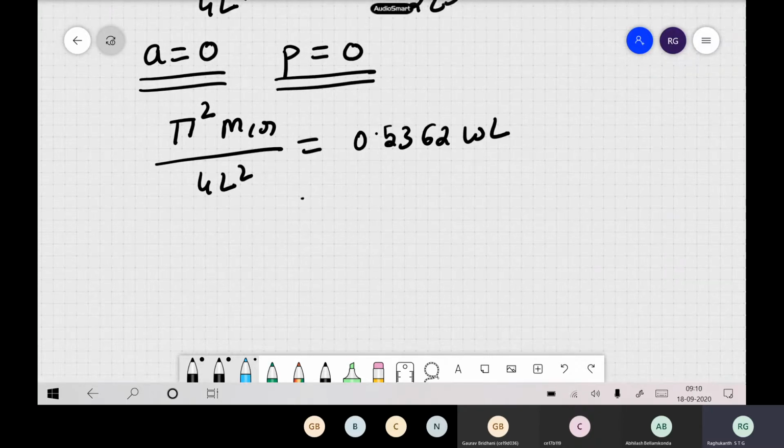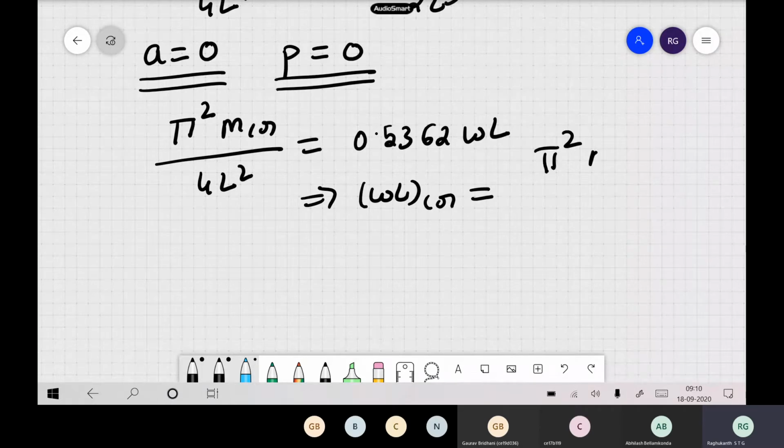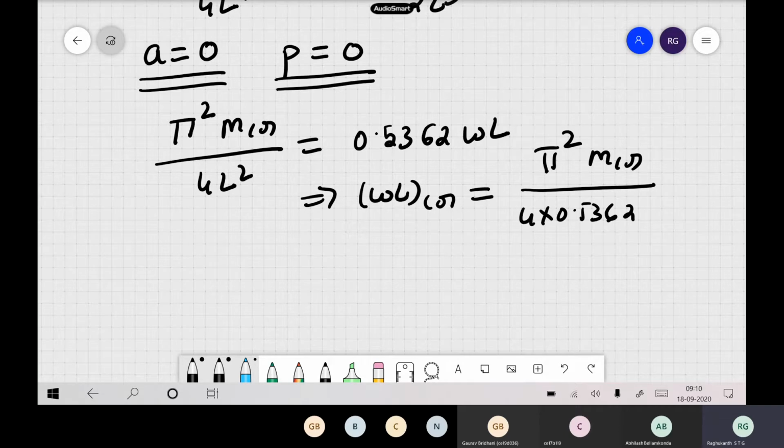So now you can find out the critical load wL. What is the critical load? You can find it is pi squared Mcr by 4 into 0.5362. Oh sorry, I think 2L here. I'm very sorry.